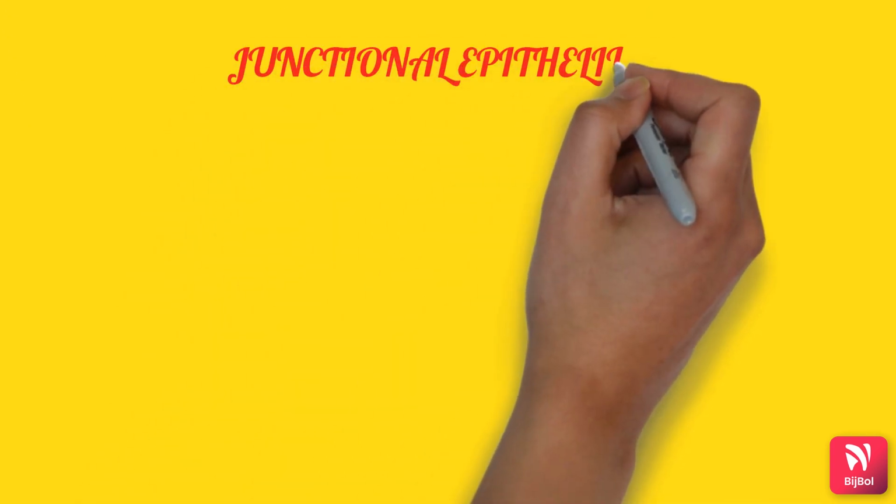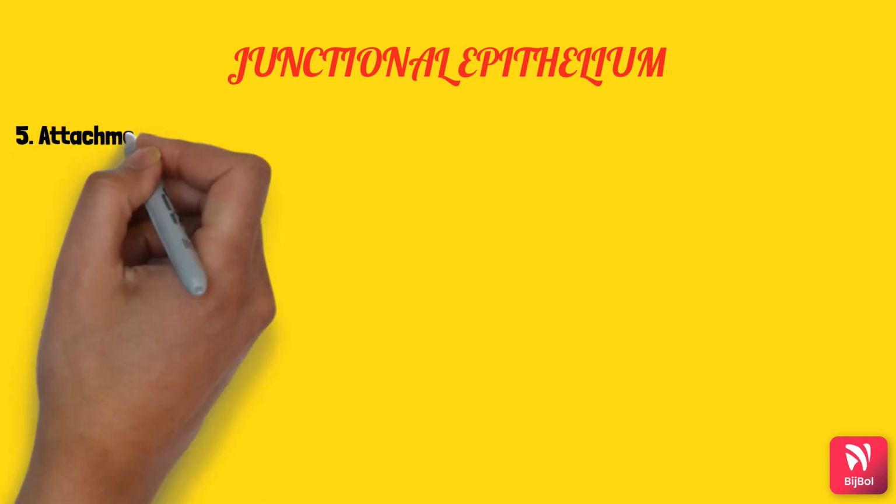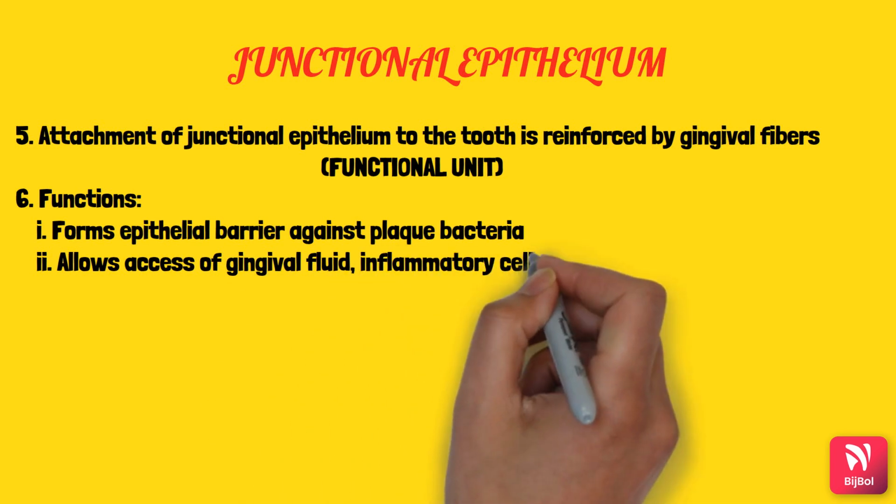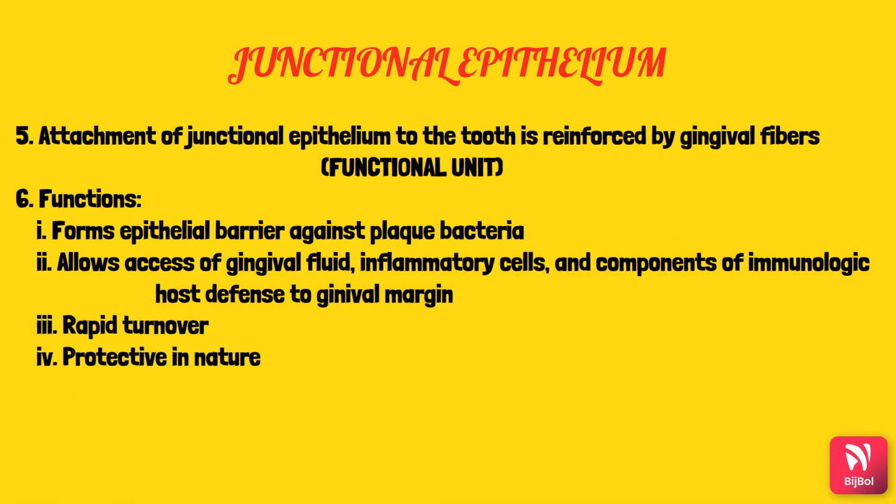The junctional epithelium forms the epithelial attachment to the tooth surface. This epithelial attachment of the junctional epithelium to the tooth is enhanced by the gingival fibers. This combination of the junctional epithelium and gingival fibers is a functional unit which is called the dentogingival unit.